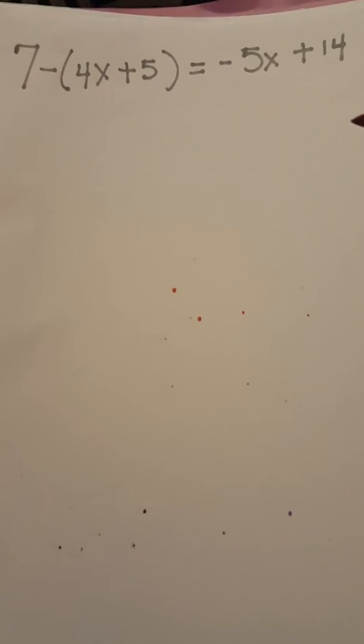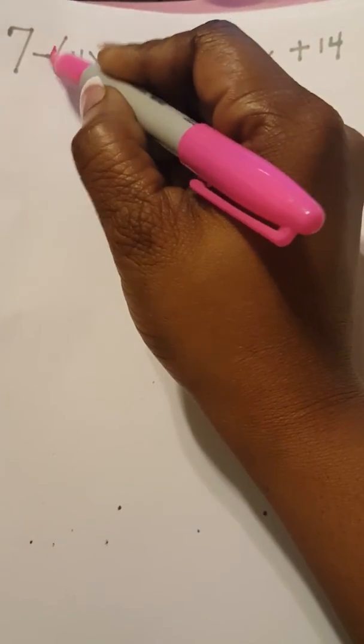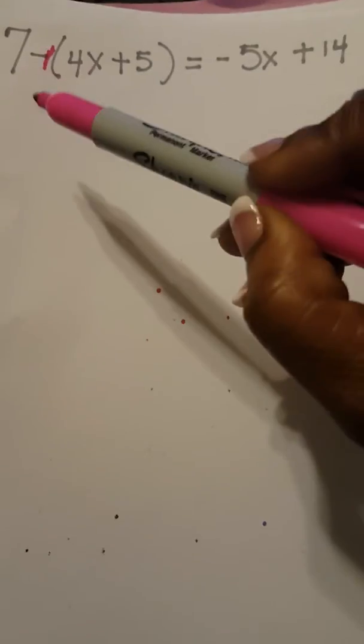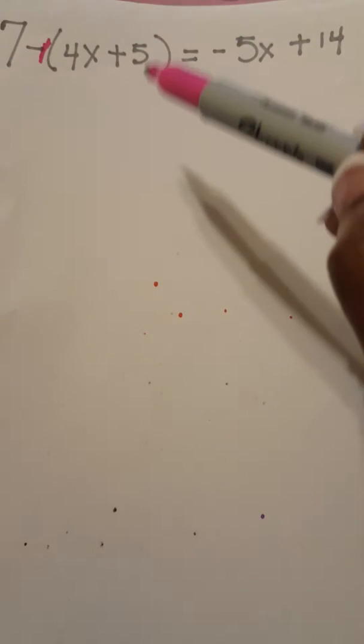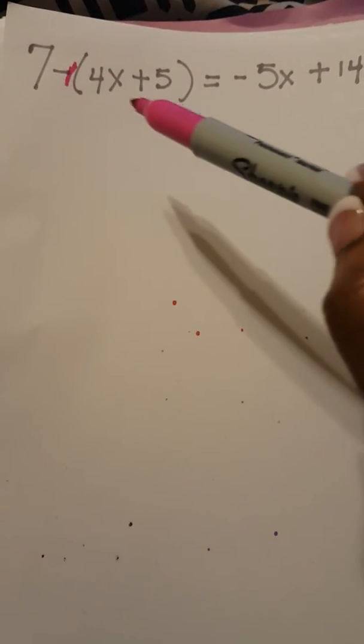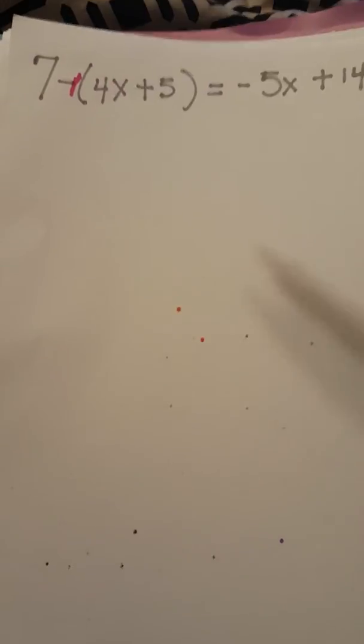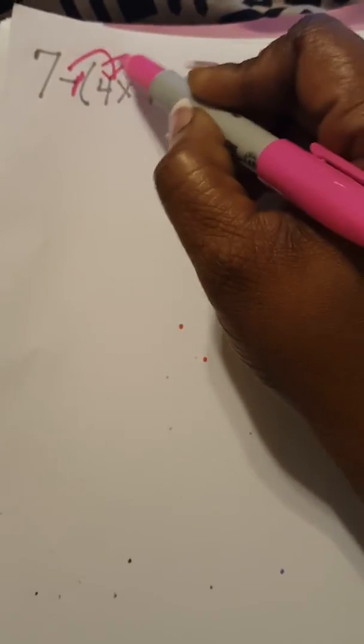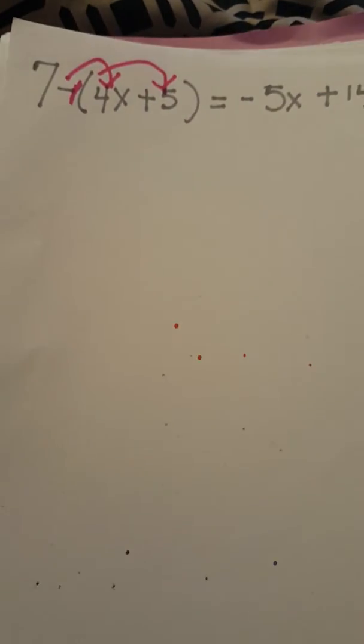Sometimes it helps students or participants to go ahead and put a 1 there, so you can understand that that's a -1 and you're multiplying everything inside the parentheses with a -1. However, if you don't need that, you definitely don't have to write it. And you just have to remember that you're multiplying each of these numbers here with a negative.